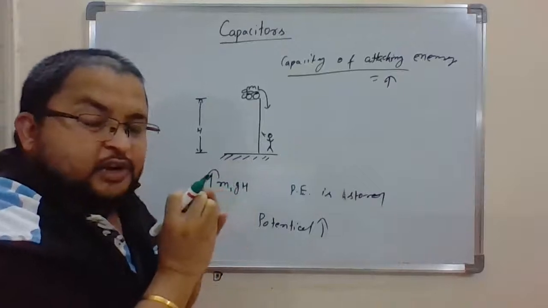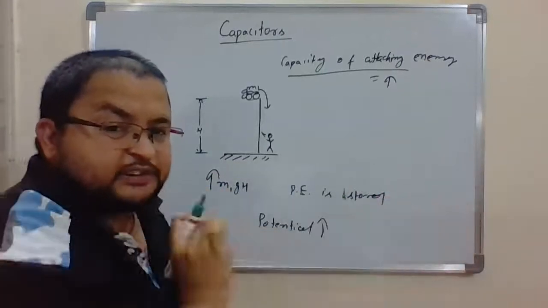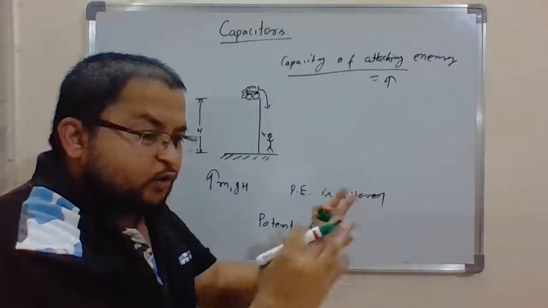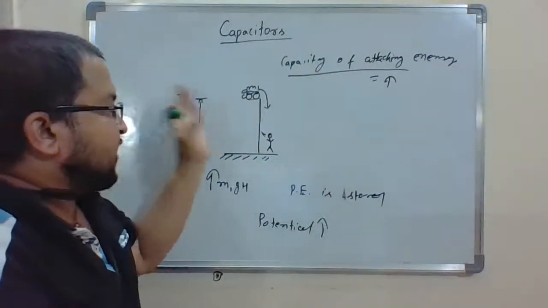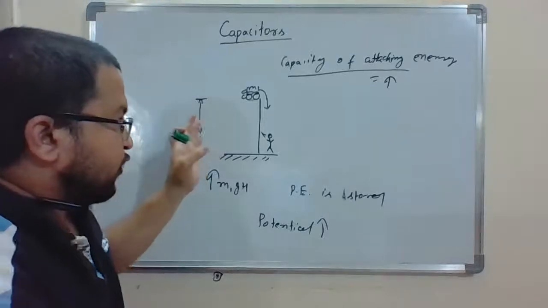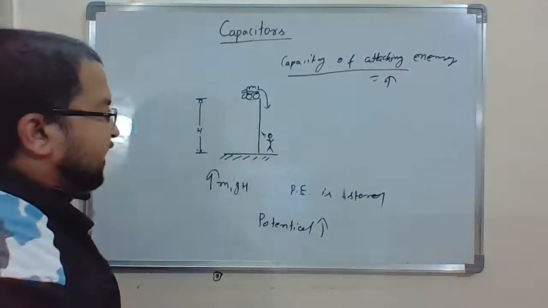When it is needed by the external system, it is given in one burst: take all the energy, do whatever you want to do, finish. So that is the basic use of a capacitor, and we will see some more analogies.